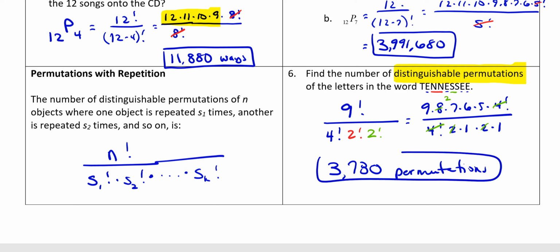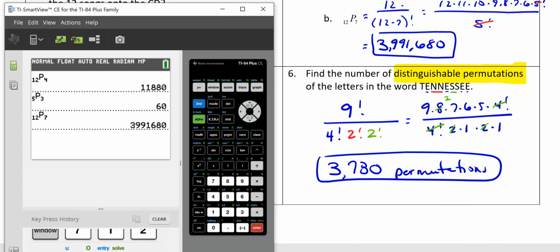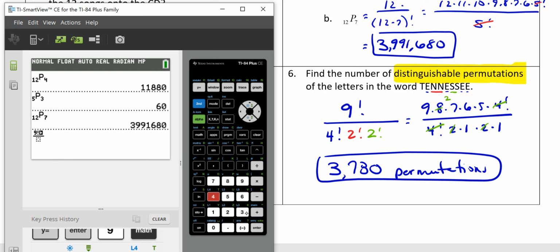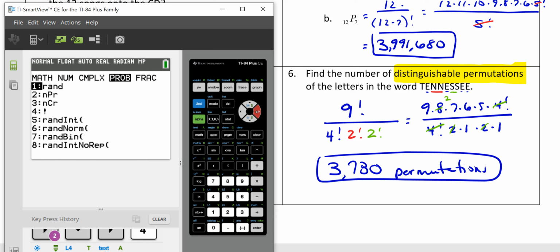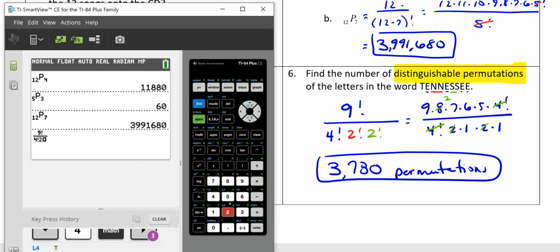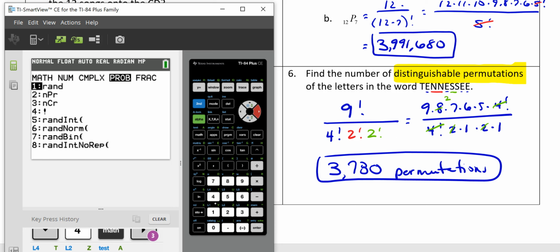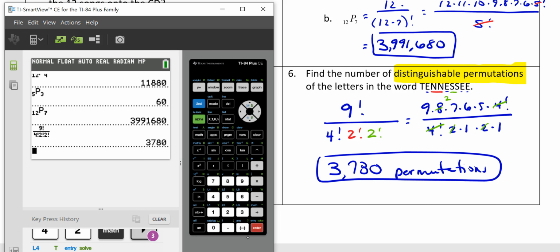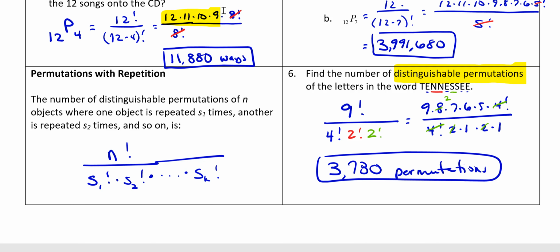Okay, so you might want to double check my math. In fact, actually, let's pull up our little handy dandy calculator and we'll check it on here. So we'll use our factorial key. So I'm going to do alpha F2, use a fraction. So we're going to do 9 factorial. So again, this is under math, over to probability, option 4. Down, we're going to do 4 factorial. All right, let's see if we get that. Yep, 3,780 permutations.